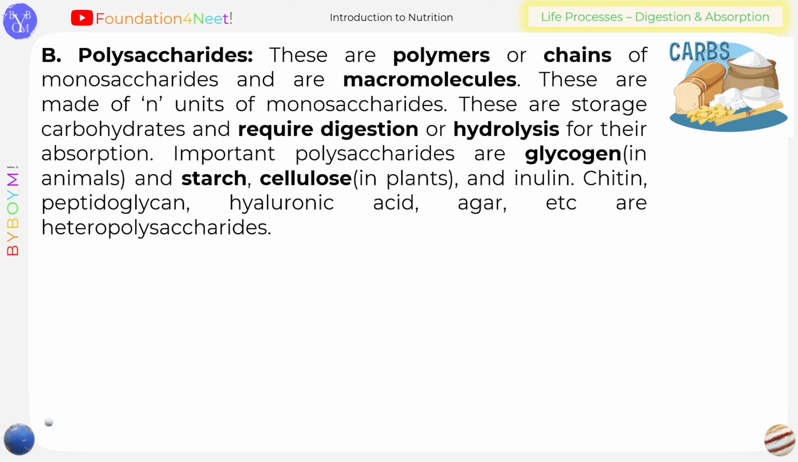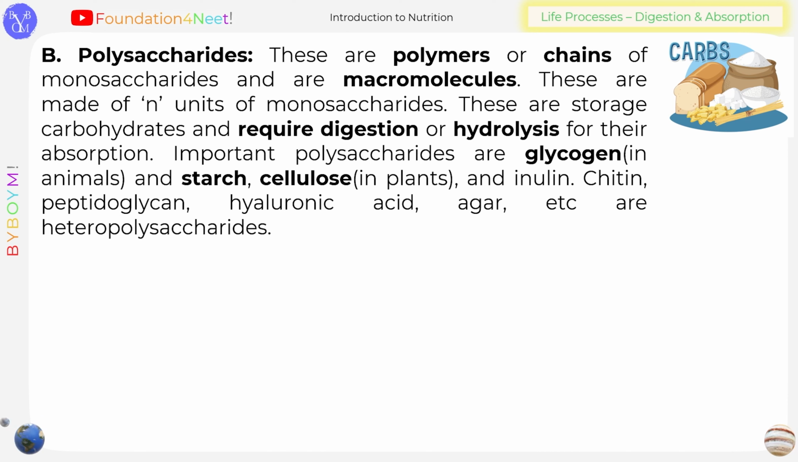These are storage carbohydrates. So basically they function as storage carbohydrates. They require digestion, meaning they can be broken down. Hydrolysis means on the addition of water. Lysis means cutting down. So hydro means water, lysis means to break. So hydrolysis means to break on addition of water. So they can be broken down into simpler components upon addition of water.